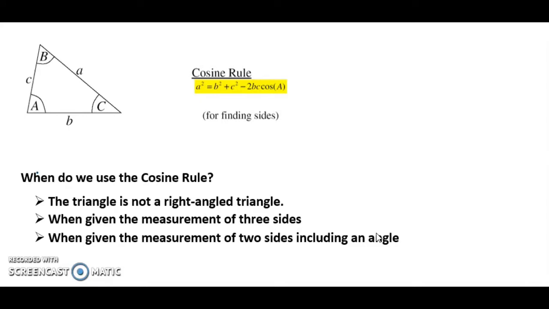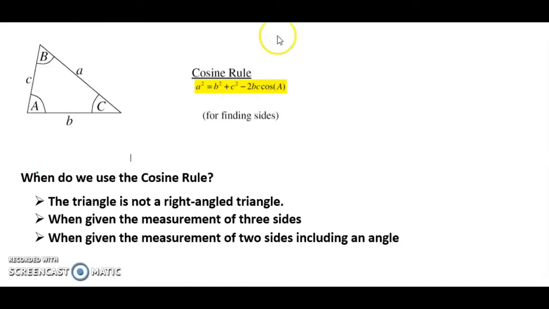On the screen, you will see our triangle, and it is labeled ABC for the sides, lowercase, and ABC for the angles, uppercase. We have the cosine rule formula for finding the missing sides. If we're going to be finding the missing side A, this is the formula that we're going to use: A squared is equal to B squared plus C squared minus 2BC cos A. Where we see cos A, we know they're talking about that specific angle.